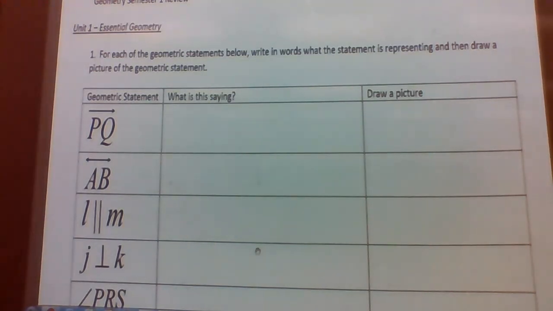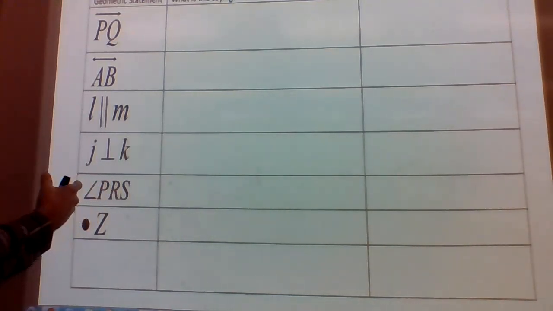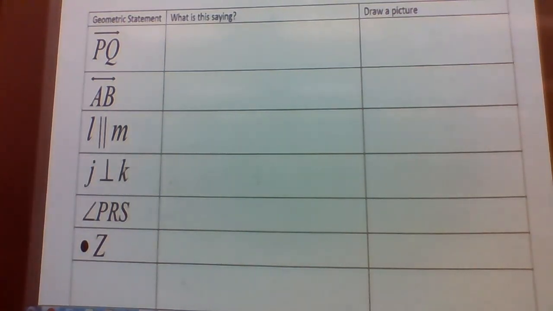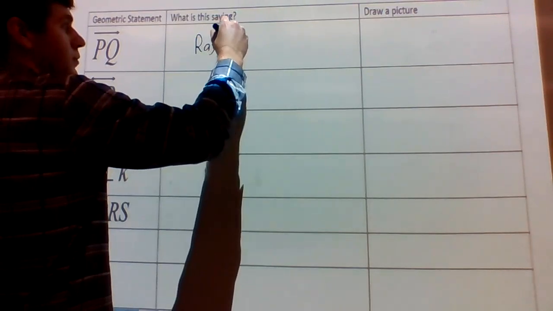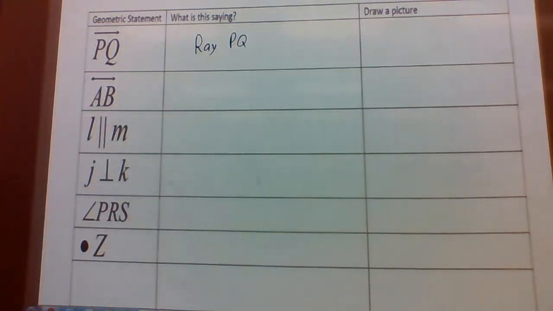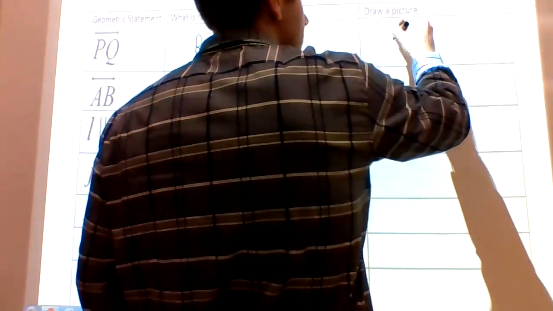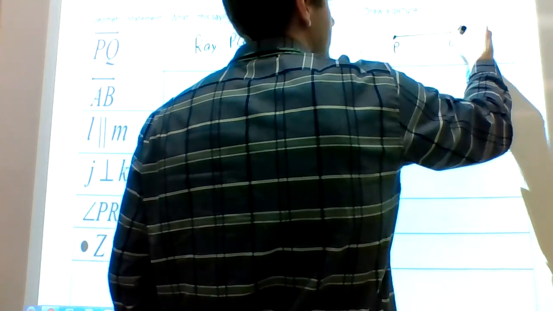Okay. Hopefully you guys are much better at this than you were at the beginning of Unit 1. The first one is a ray. Since we have the arrow going in one direction, we know we have a ray. So this is saying ray PQ. We draw a picture. We want to have P and Q.